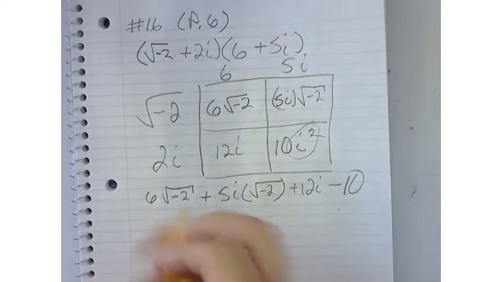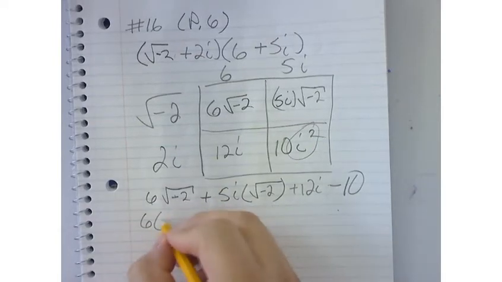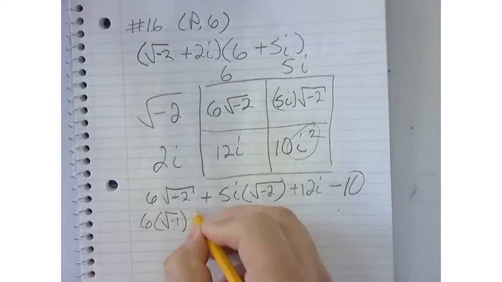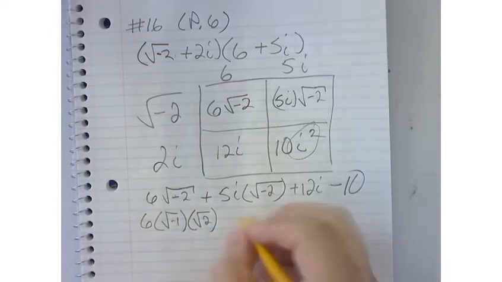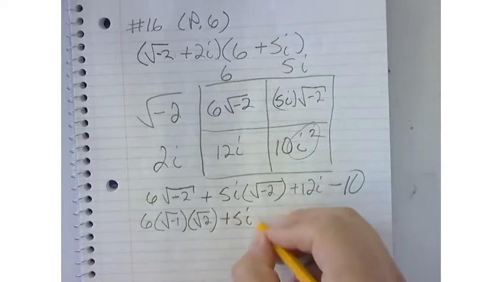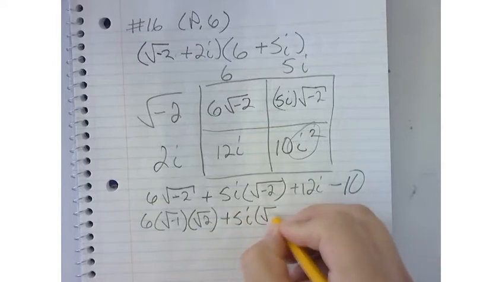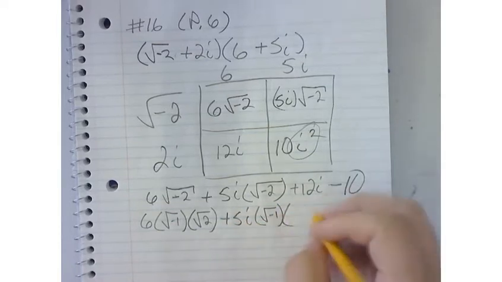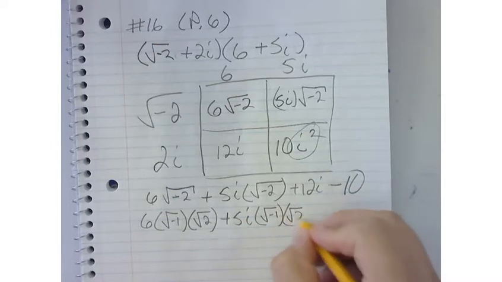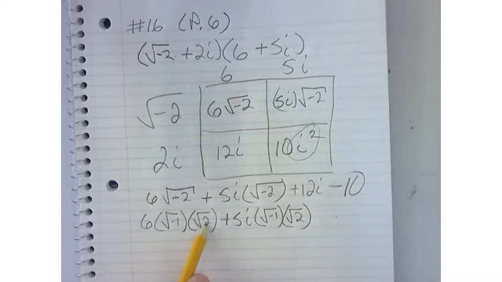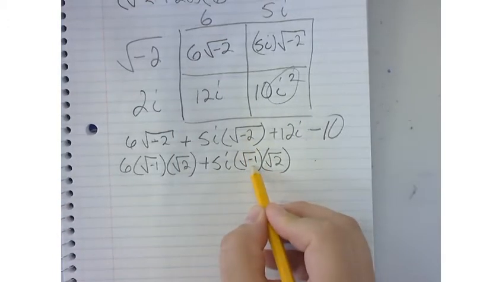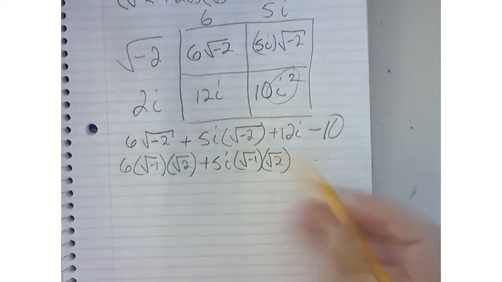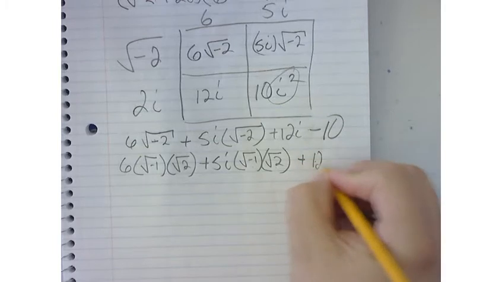I could rewrite that as 6 times the quantity square root of negative 1 times the quantity square root of 2, right? And then plus 5i, and then do the same thing over here, times the square root of negative 1 times the square root of 2, because negative 1 times 2 is negative 2. And then the same thing over here. And then we have plus 12i minus 10.